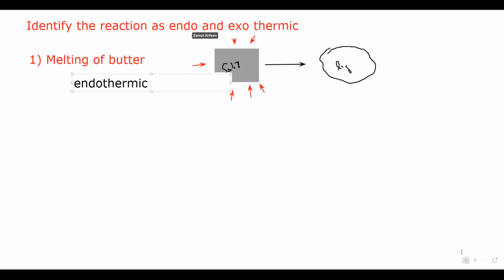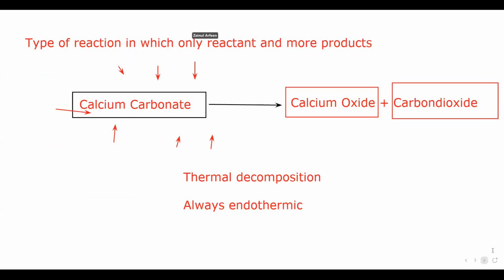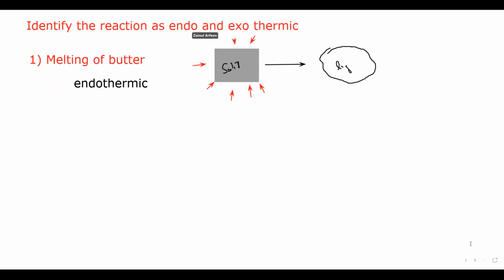if you remember the examples which I mentioned from the beginning, endothermic: when solid turns into a liquid, liquid turns into a gas, solid turns into gas. These all are endothermic, dissolving of salt, thermal decomposition, electrolysis, and photosynthesis. So when the butter melts, it absorbs energy, and that is endothermic.